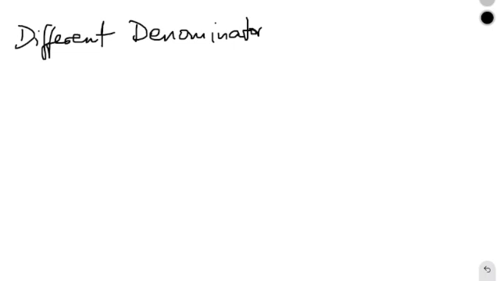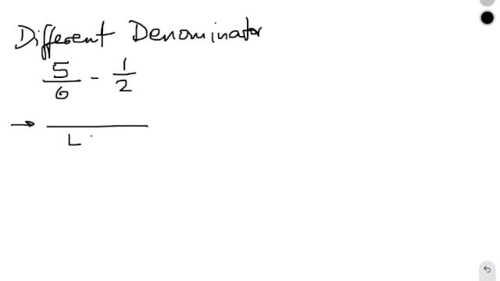So let's use an example. 5/6 minus 1/2. You see in this instance, the denominators here are 6 and 2. So we can't use the first method that we just did with the same denominators, because the denominators are different.